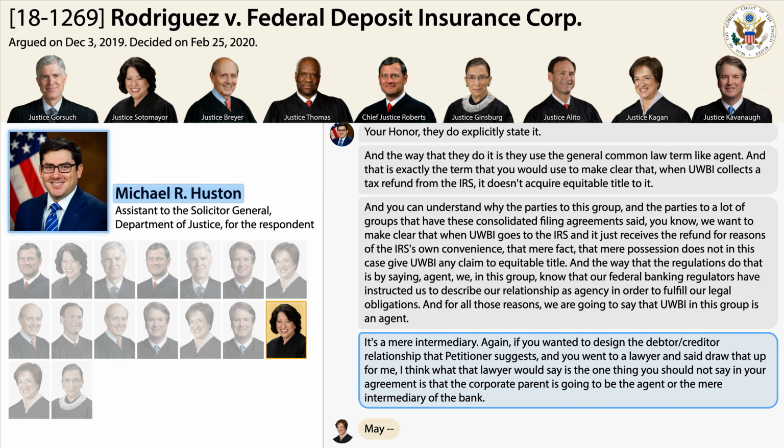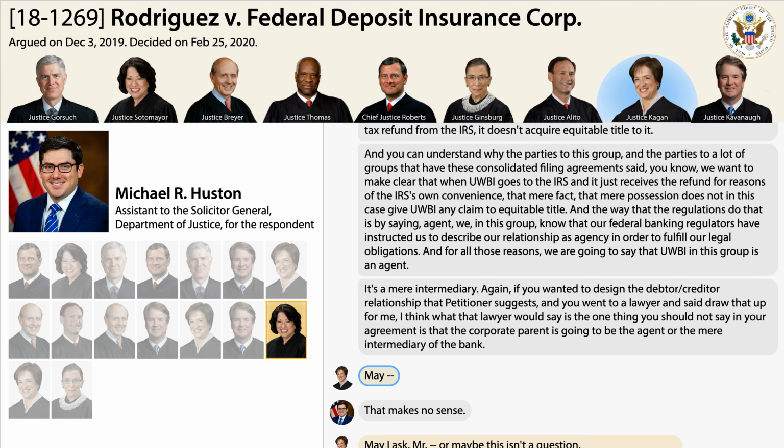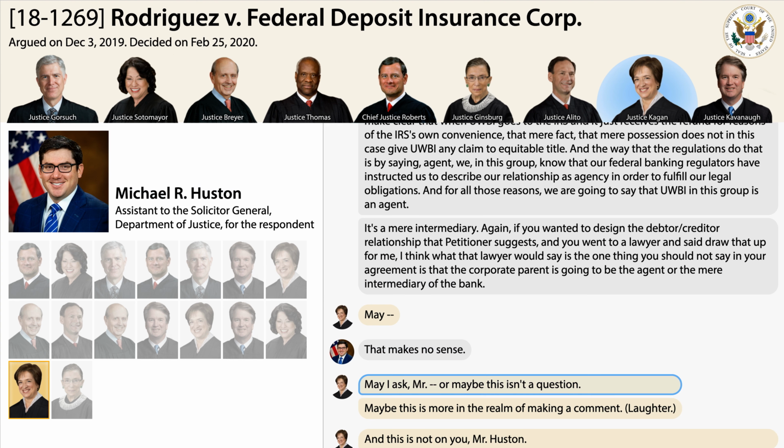It's a mere intermediary. Again, if you wanted to design the debtor-creditor relationship that Petitioner suggests, and you went to a lawyer and said, draw that up for me, I think what that lawyer would say is, the one thing you should not say in your agreement is that the corporate parent is going to be the agent or the mere intermediary of the bank. That makes no sense.